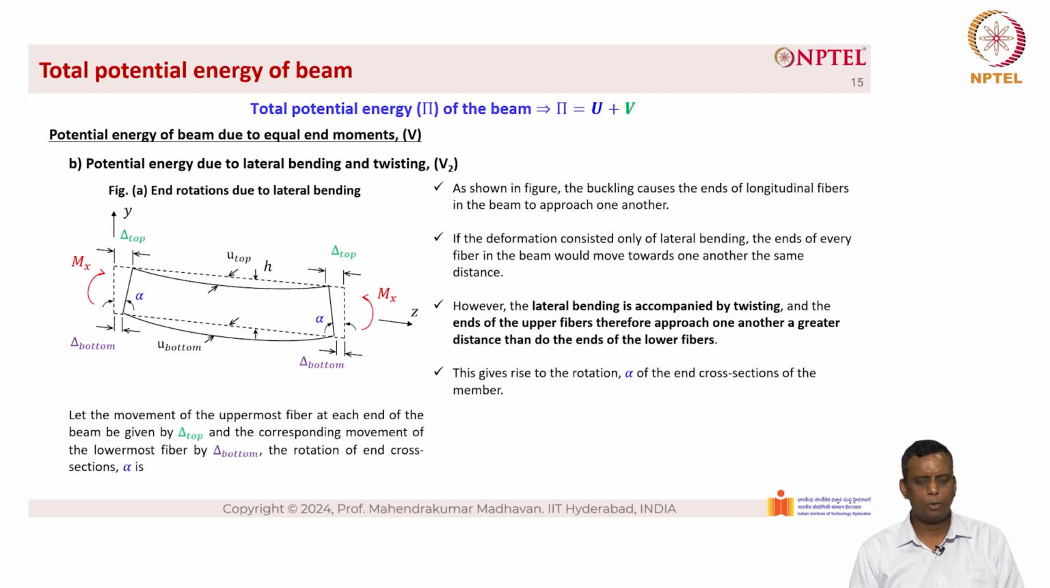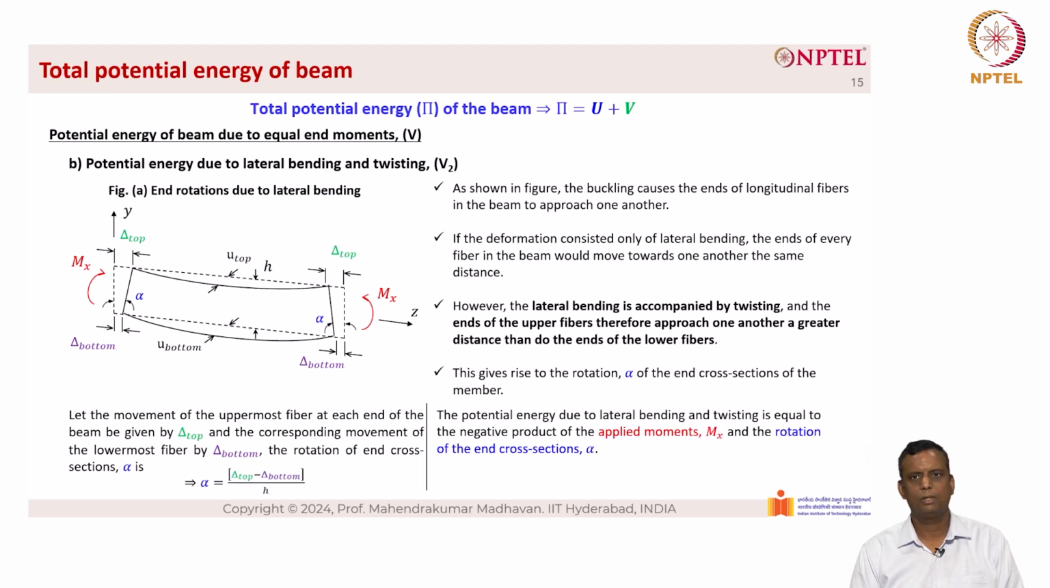Let the movement of the uppermost fiber at each end of the beam be given as delta top and the corresponding movement of the lowermost fiber be given as delta bottom. The rotation of each cross section alpha is defined as alpha equal to delta top minus delta bottom divided by h. The potential energy due to lateral bending and twisting is equal to the negative product of the applied moments Mx and the rotation of the end cross sections alpha, which means that V2 equals minus 2 Mx into alpha.